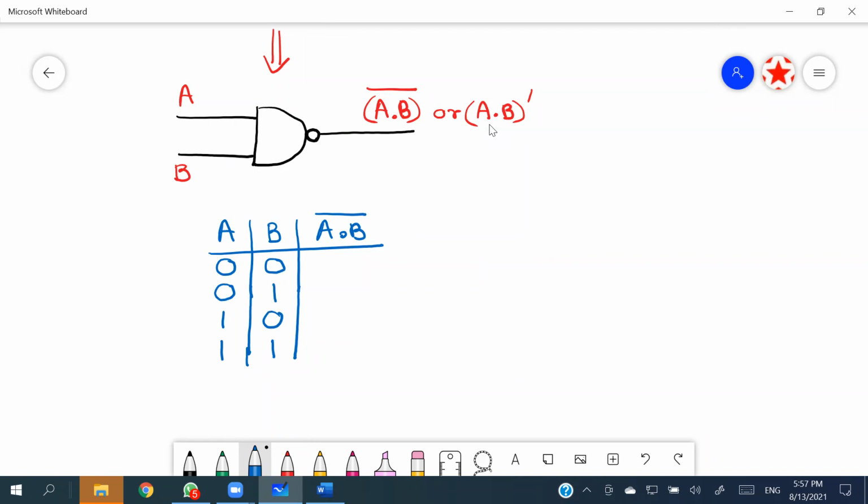Right? So when you are writing the output, it's better you be careful because it has a multiplication as well as an inversion. So first you do the multiplication, then you invert. So 0 into 0 gives you 0. Once the 0 is inverted, it is going to give you 1.